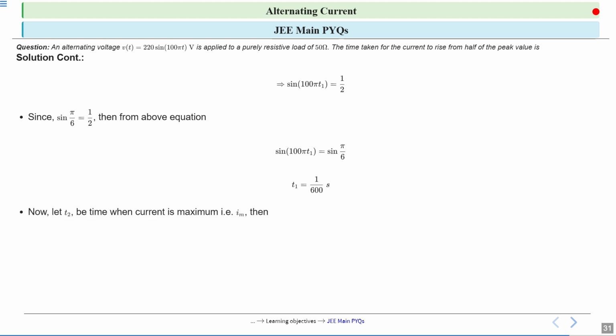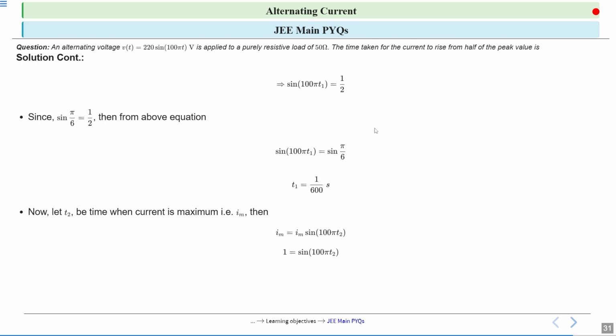Now let time T2 be the time when current is maximum, when current is at its peak value Im. Then I equal to Im sin omega t will become, so current is at peak value means Im and time is T2. So Im will be equal to Im sin 100 pi T2. So now we will find the T2. So Im and Im will get cancelled out. 1 equal to sine 100 pi T2.